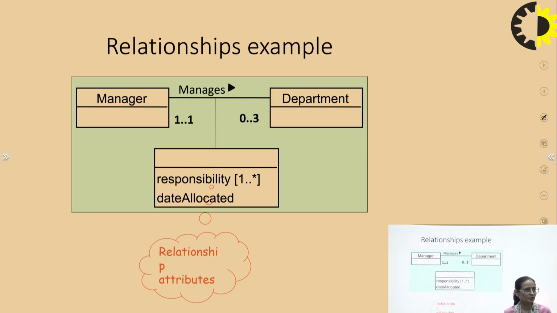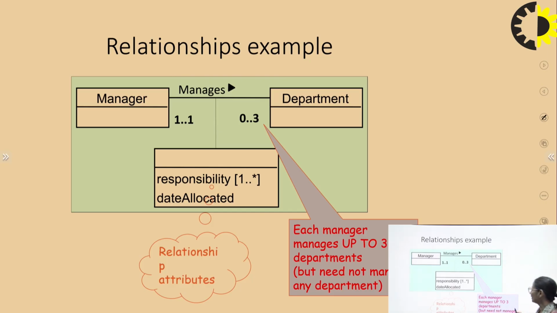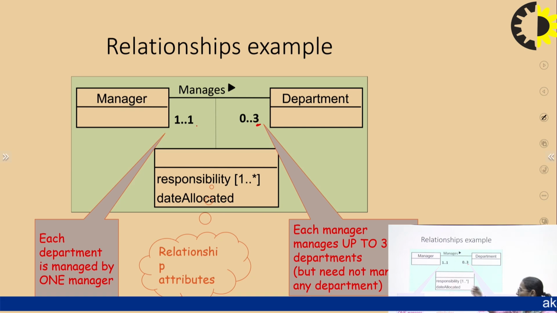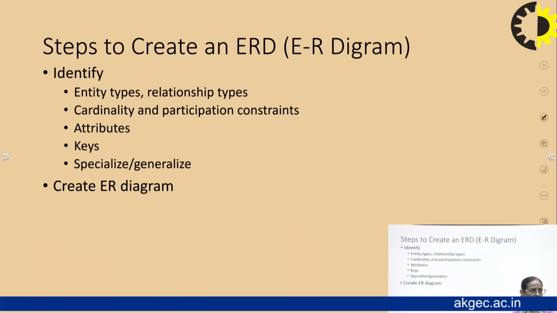Here I have a manager, and he manages a department, and there is another relationship, that is, responsible for which department. If I say each manager manages up to 3 departments, we have shown it with this because here we have a 1 to 3 relationship, but a manager need not manage any department. Here it says each department is managed by 1 manager, and these are my relations. It can also have attributes.